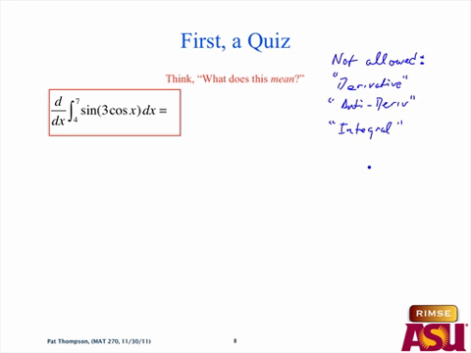Anyone else want to try? Savannah: The rate of change of the accumulation from 4 to 7 of some function with the rate of change of sine 3 cosine. That was an improvement. Did you hear what she said? Say it again. The rate of change of the accumulation from 4 to 7 of some function with the rate of change of sine 3 cosine. Okay. So now, what's that?